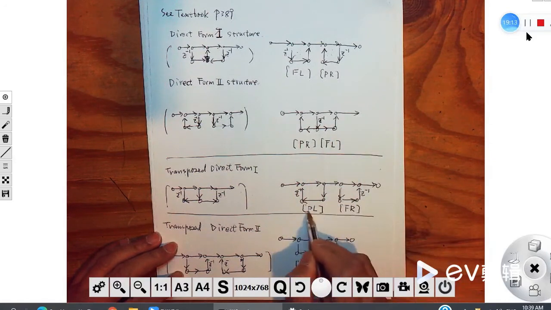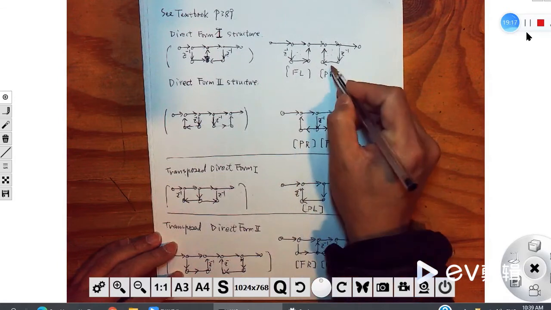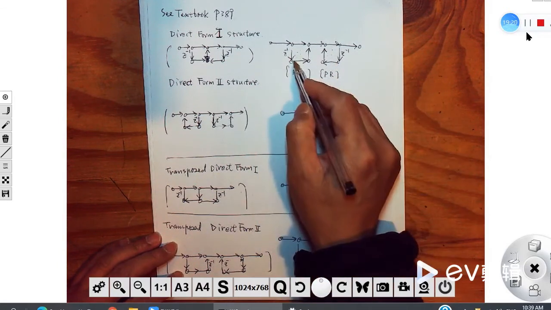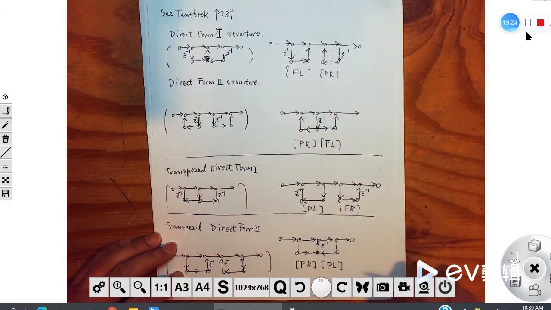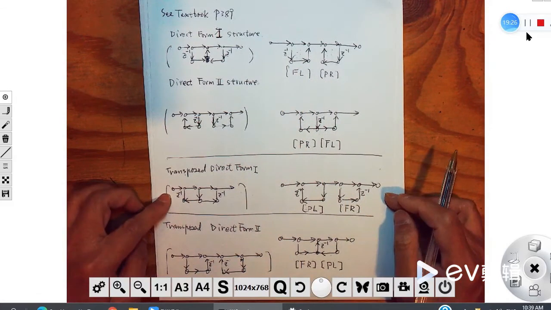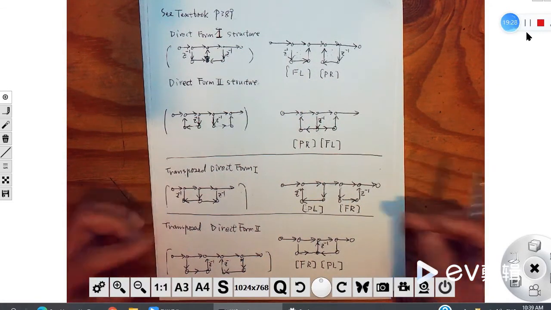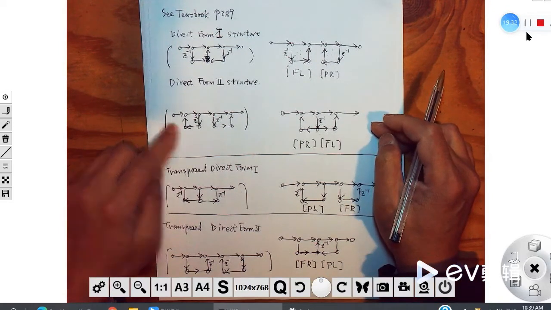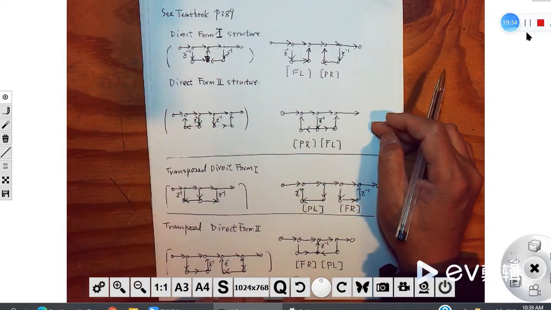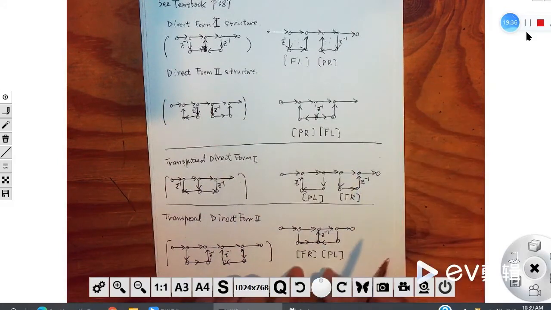In the PL part, the number is coming from the denominator. Here it is from the denominator, right? And in the FL part, the number is coming from the numerator. Okay, so this is a transpose direct form 1, right? Similar for direct form 2, you can do a transpose to get transpose direct form 2.